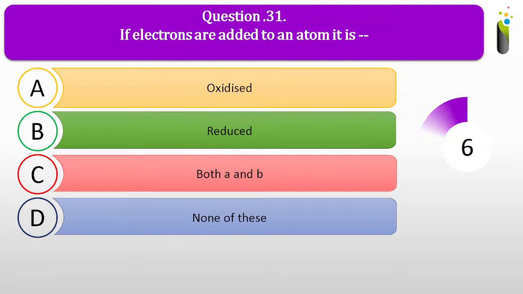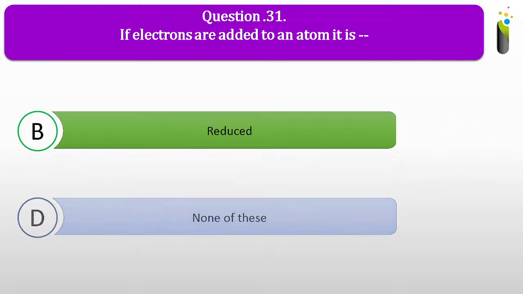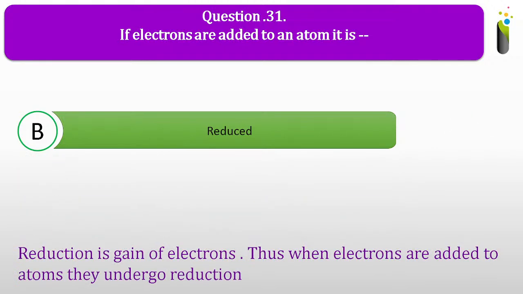So what should be the answer for question number 31? And the answer is B. Reduced. Reduction is gain of electrons. Thus, when electrons are added to atoms, they undergo reduction.